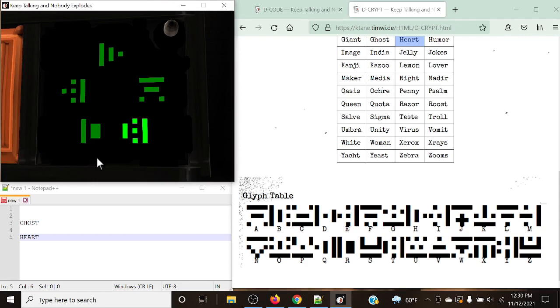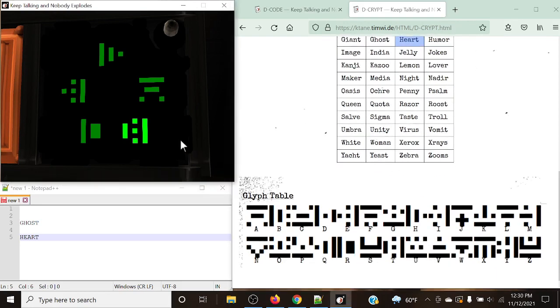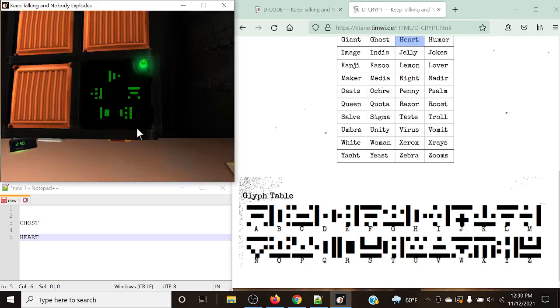There. And Tango. Tango is actually going to be the exact same symbol as beforehand. So we're going to submit this symbol that we have right here on the display into the actual module again. So let's wait for it to come back around. And just like that is this whole module.